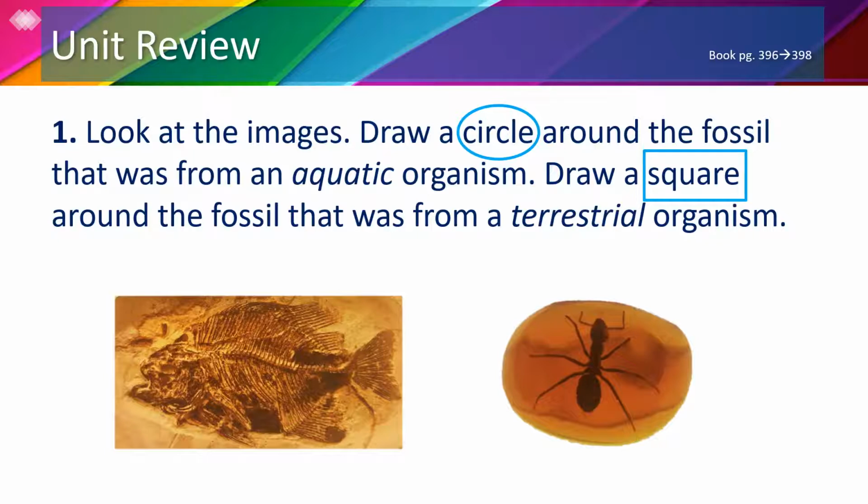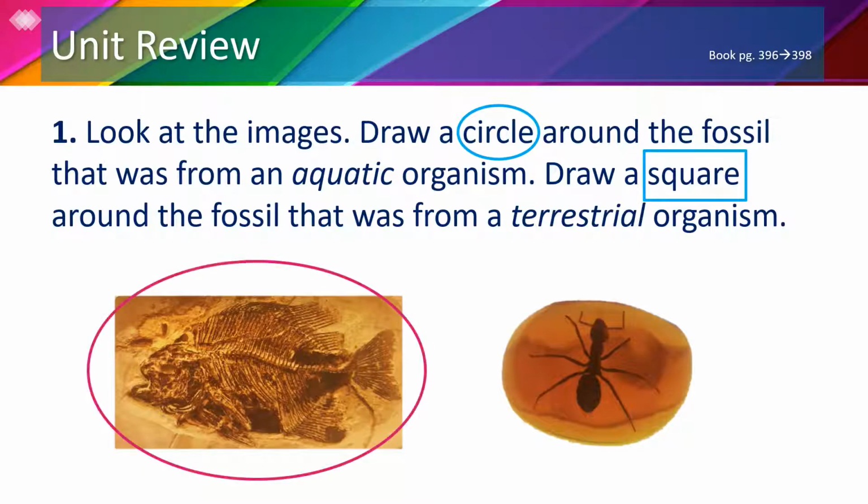The fossil on the left belongs to an ancient fish that lived long ago. We know that fish swim in the water, so this means they are aquatic organisms, so we circle the fossil. The fossil on the right belongs to an ant that was trapped in amber. We know that ants live on land, so this means they are terrestrial organisms, so we put a square around this fossil.